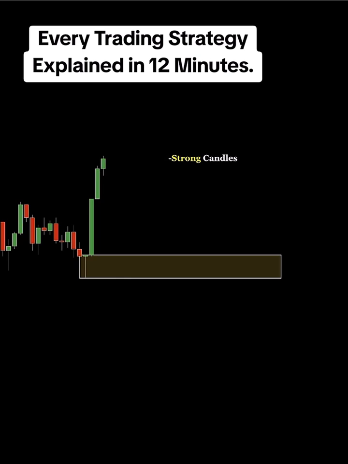Strong candles. Clean, large candles leaving the zone signal strong institutional moves. Avoid zones with wicks or indecision. Freshness. Untapped zones hold more potential. Revisited zones lose their strength.